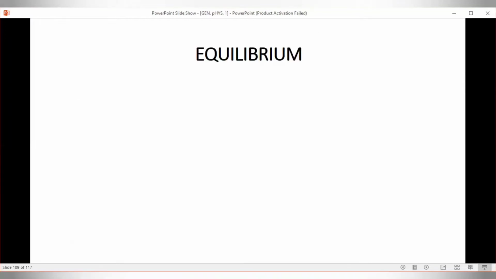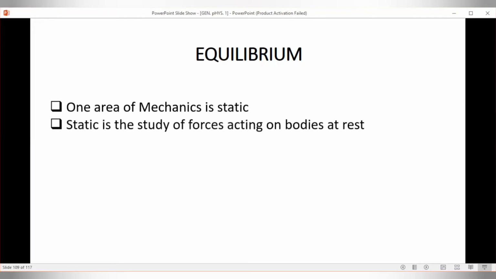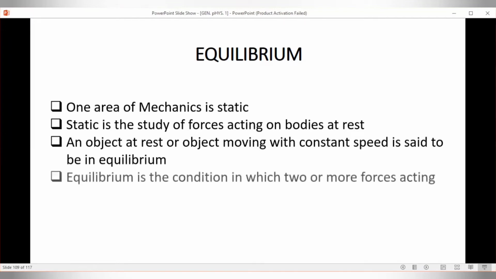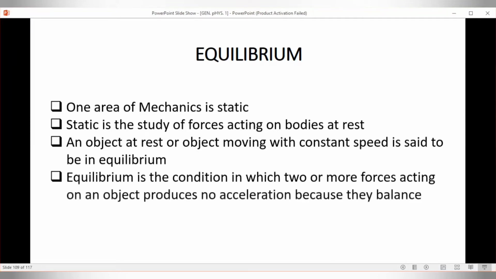Did you get it? Now, when we speak about equilibrium, basically, in mechanics, one area in mechanics is static. Static is the study of forces acting on bodies at rest. An object at rest, or object moving with constant speed, is said to be in equilibrium. When we say equilibrium, it is the condition in which two or more forces acting on an object produce no acceleration because they balance each other.